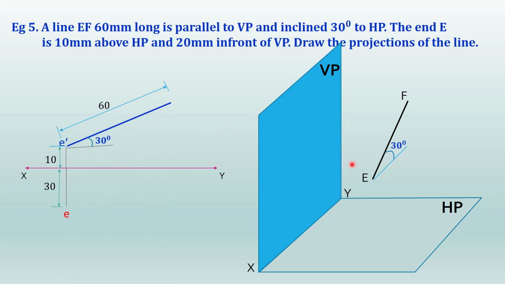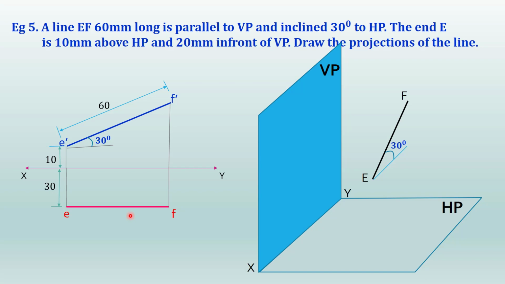Now since the line EF is parallel to VP, you will get true length here. So E dash F dash will be true length. Once you get this point F dash, you can draw the projector of F. And on that projector you can mark F, whose length will be equal to 30 mm from the XY line. Why? Because the line is parallel to VP, so the plan will be a horizontal line. Since we know the distance of E from the XY line as 30, the distance of F also will be 30. So joining these 2 points, we will get the plan EF. This gives the orthographic projection of the given line.